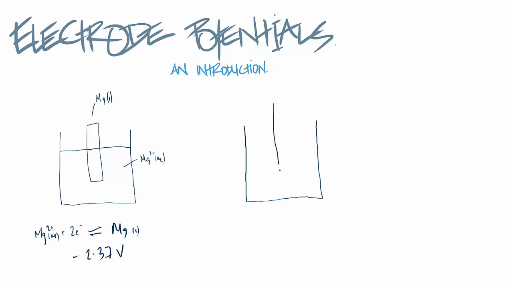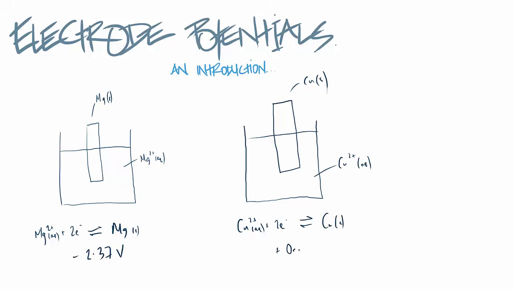Let's look at a piece of copper metal, again solid, and let's immerse it into a solution that contains copper 2+ ions. There we go. Same principle. An equilibrium will form. We've got an aqueous solution there. We've got electrons. And we've got a piece of copper metal. Now this one has a value of plus 0.77 volts.